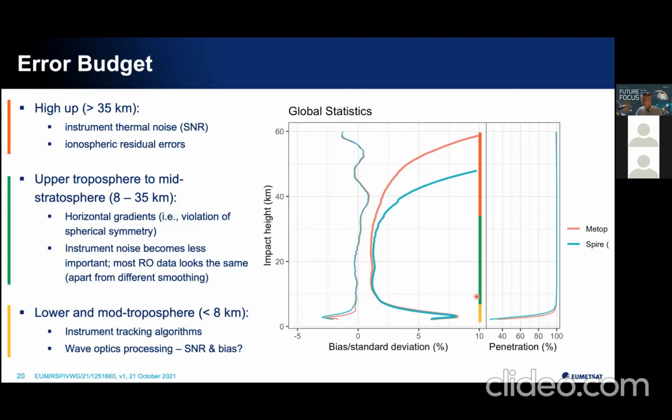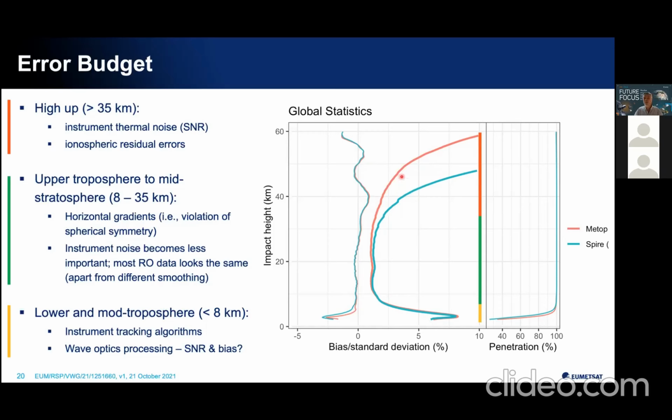If you're starting high up, then first, you remember we have to remove the ionospheric effect. So if you don't do that well, or if the ionosphere is very active, then you might have ionospheric residual errors that are contributing to the error budget. And the other thing is the instrument thermal noise, so the quality of the clocks and the size of the antennas, for example. So above 35 kilometers, or 30 to 35 kilometers, you see differences in the instrumentation to a large degree. On the figure on the right, this is the bias as a function of altitude against the ECMWF short-range forecast, and this is the standard deviations for two measurement systems. I don't even want to go into details of which is which.